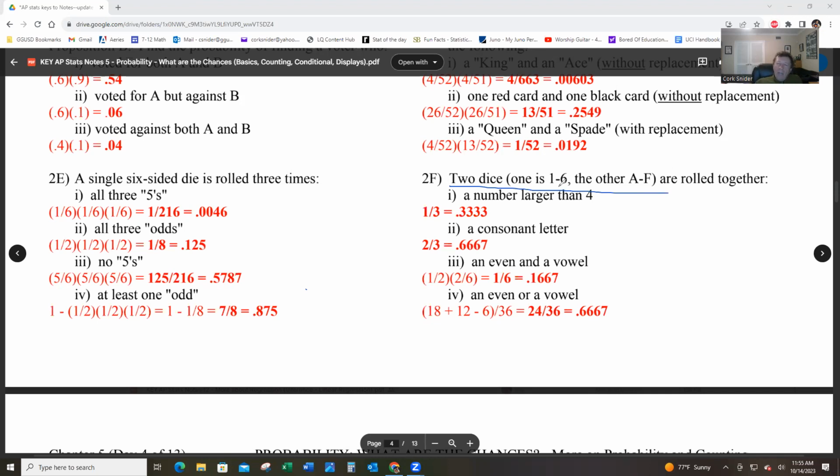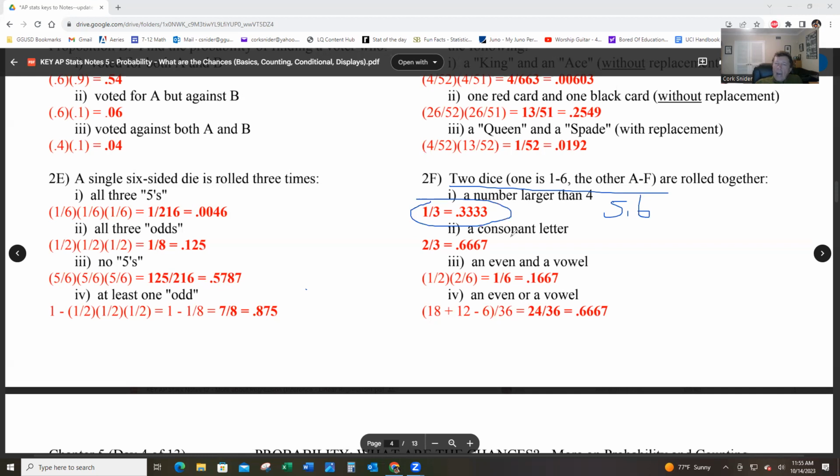Now we got 2 dice. One is 1 through 6, and one is A through F. Similar idea. There's 36 combinations. Okay. So a number larger than 4. If you roll these together, larger than 4 would be a 5 or a 6. This is a lot easier than I thought.